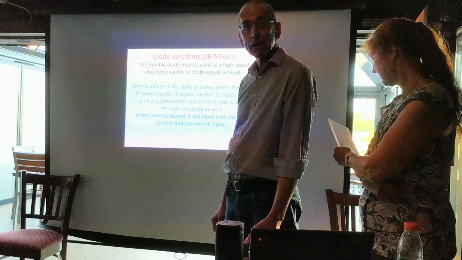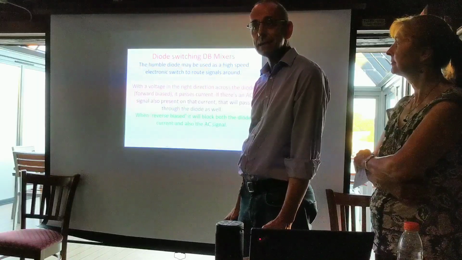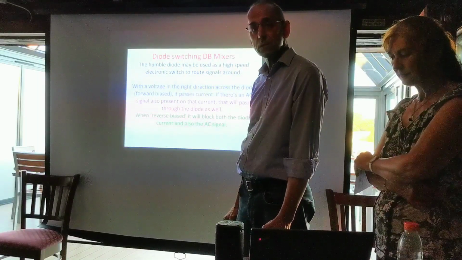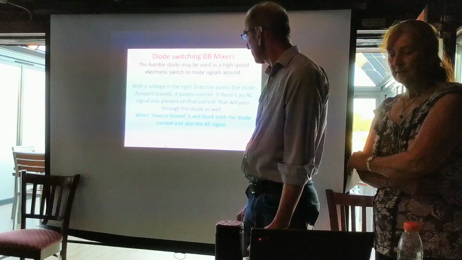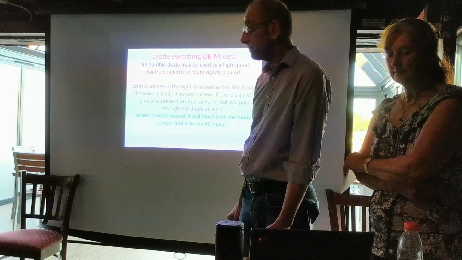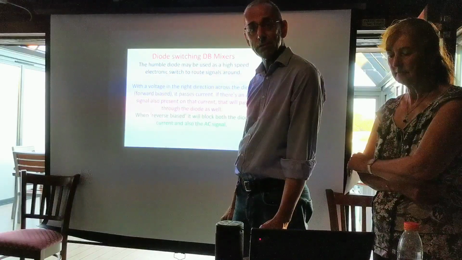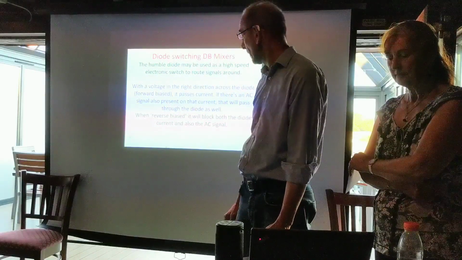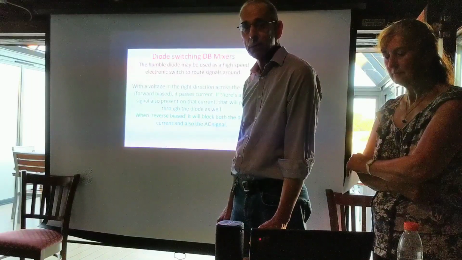Now, if we apply an AC signal on top of that signal, then when the diode is conducting, the AC signal will also pass through the diode. But if we put the voltage the other way round on the diode, when it's reverse biased, then not only does it stop the flow of any current, block the flow of that current we were switching it on with, but that AC we had on top also won't pass through the diode.